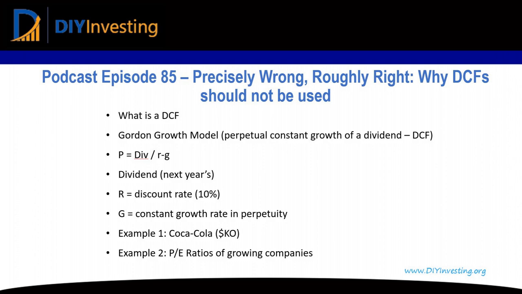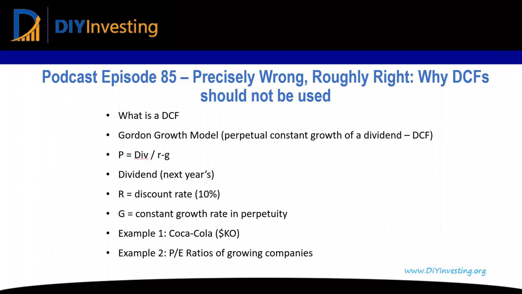That's $1 divided by 0.05 for those following along, and that is equal to 20. That means a company with those characteristics, a 5% perpetual growth rate of a $1 dividend, is worth $20 per share.